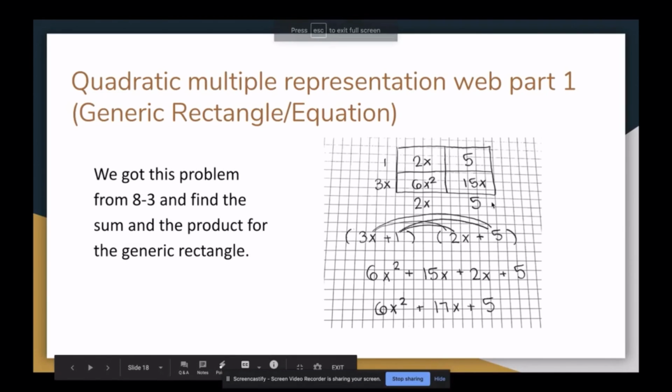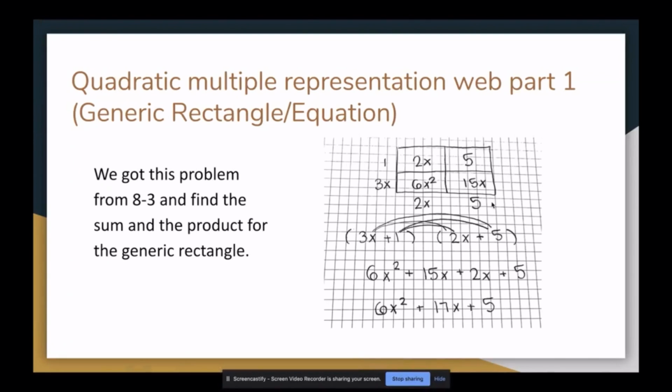Quadratic multiple representation web part 1. Generic rectangle / equation. We got this problem from lesson 8, number 3, and we have to find the sum and the product for the generic rectangle. So it gave us a generic rectangle, and we had to put the numbers on the side of it.